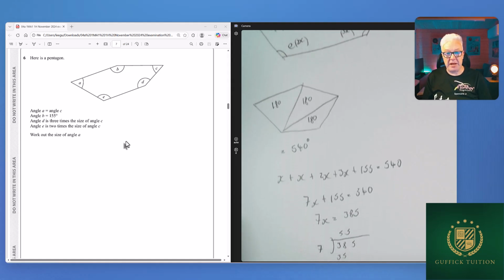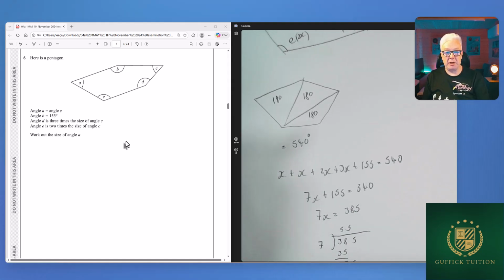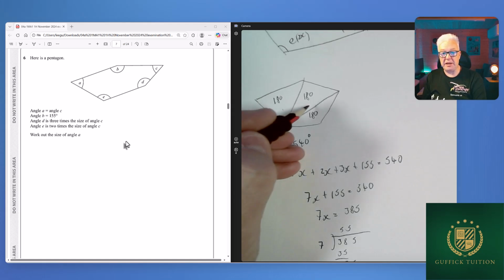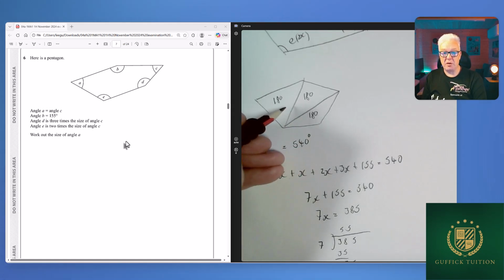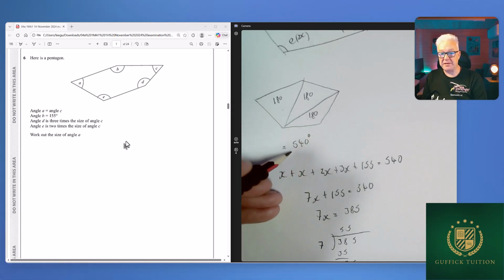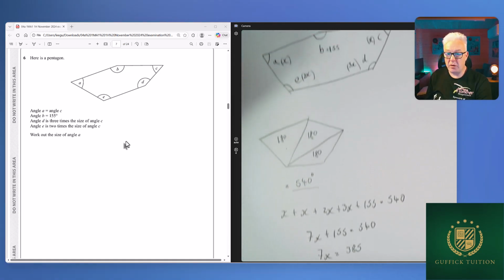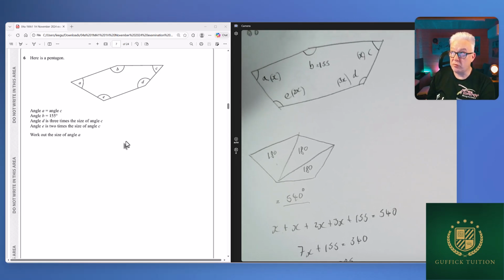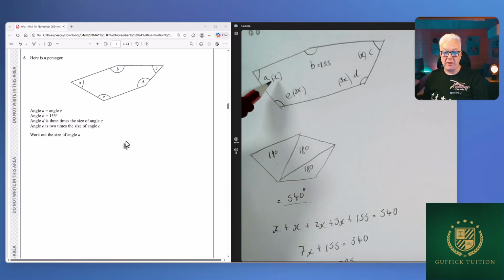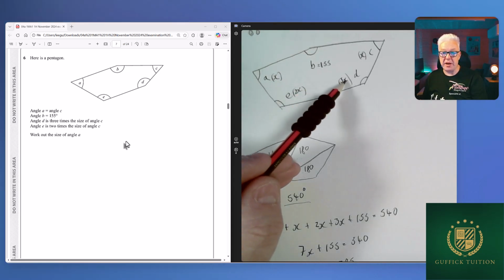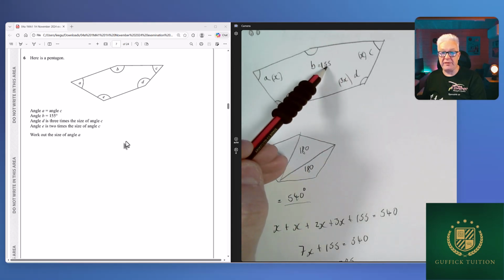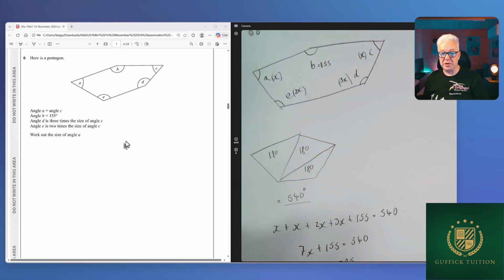The next step is, what is the angle sum for a pentagon? Now, a pentagon can be divided into 3 triangles. So 180 add 180 add 180 is 540. So the total angle sum for a pentagon is 540. So now we can write an expression to solve. So x add 2x add 3x add x add 155 has to equal 540.